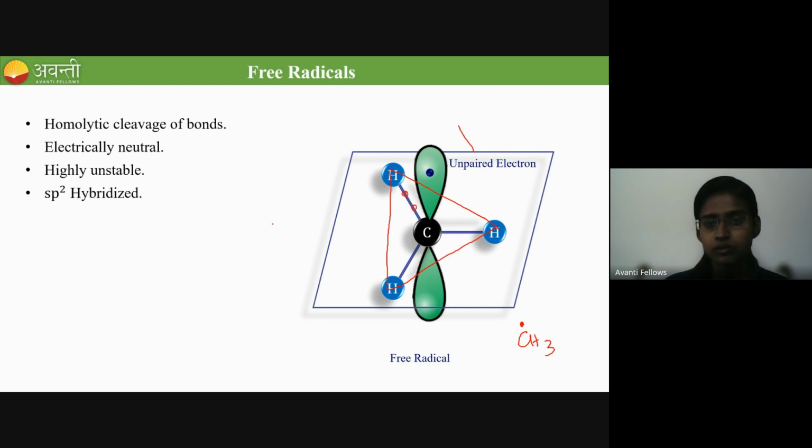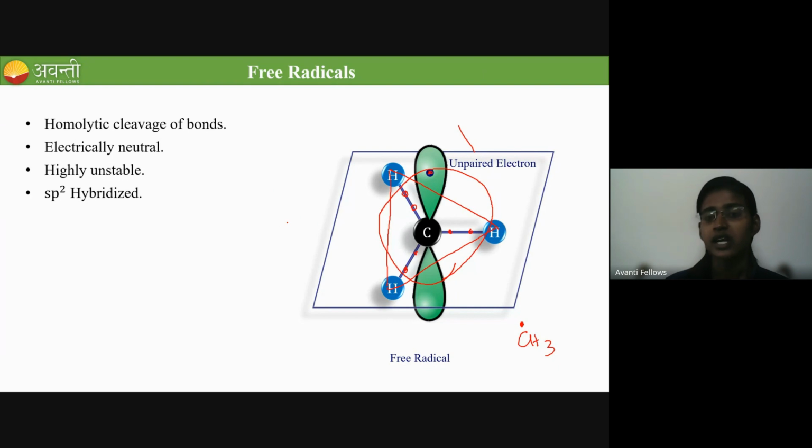1, 2, 3, 4, 5, 6, and this is the seventh electron. So around this carbon, we have 7 electrons. So actually, how many electrons should be there around an atom? We should have 8 electrons, right? Then only we can say that particular compound is exhibiting the octet. Each atom should exhibit the octet configuration. So to attain that octet configuration, 8 electrons are required.